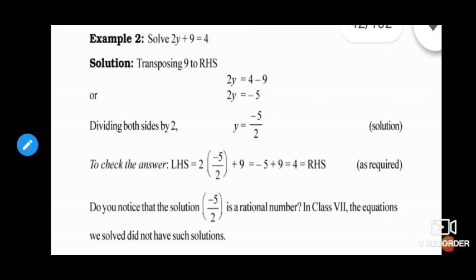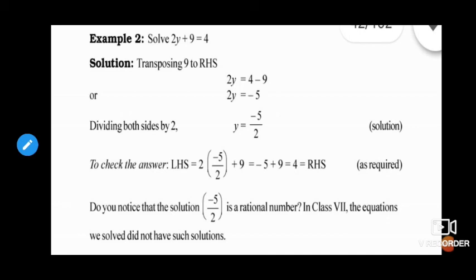Next, if any constant is on this side in multiplication, that is, it is in a multiplication operation, if it goes to that side, it goes as division. If it is division on this side, then it will go to that side as multiplication. So always keep it in mind: addition and subtraction are opposite, multiplication and division are opposite.